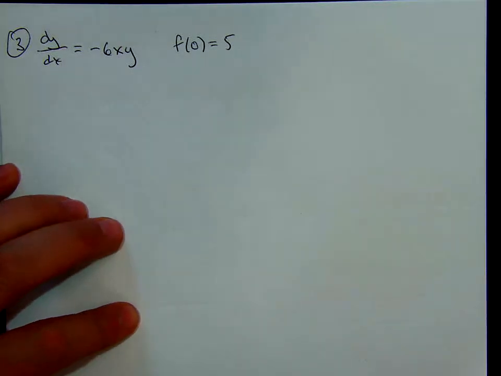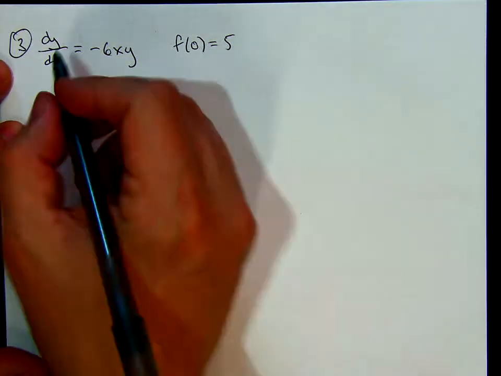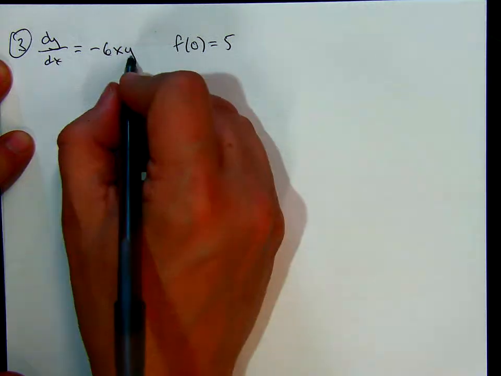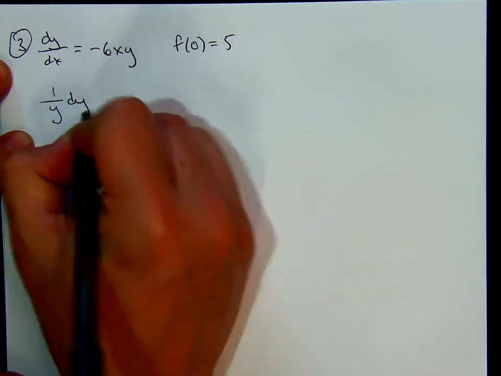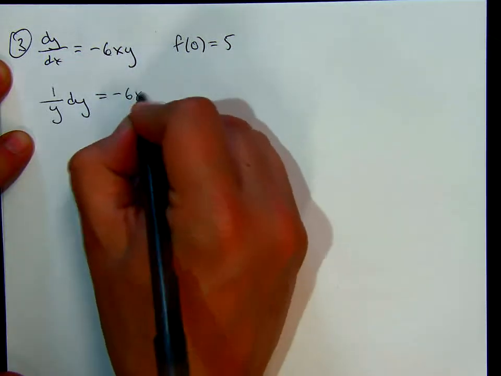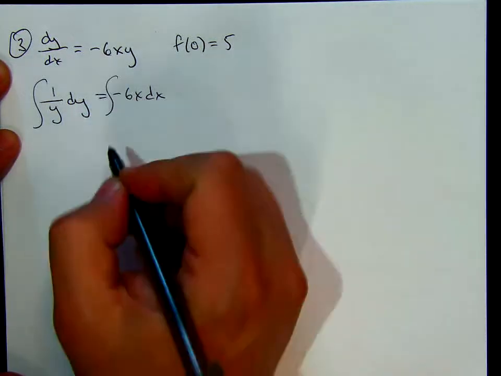All right, this is number 3. dy/dx equals negative 6xy, and f of 0 is 5. So we will, again, start by separating our variables. We'll divide both sides by y to give us 1 over y dy, and multiply both sides by dx, negative 6x dx. Now we take our antiderivative.